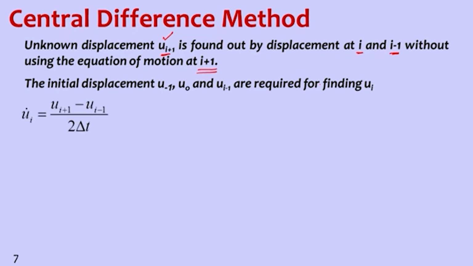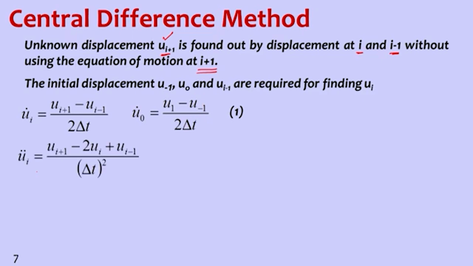So, if we look at u dot i, velocity, it is ui plus 1 minus ui minus 1 by 2 delta t. Then if we want it at 0, if we put i is equal to 0, u dot 0, that will become u1 minus u minus 1. So, that means what? We need displacement at a negative time instant, that means before the 0 term. So, this is a fictitious displacement term we need to find out. We will discuss how to find it out.